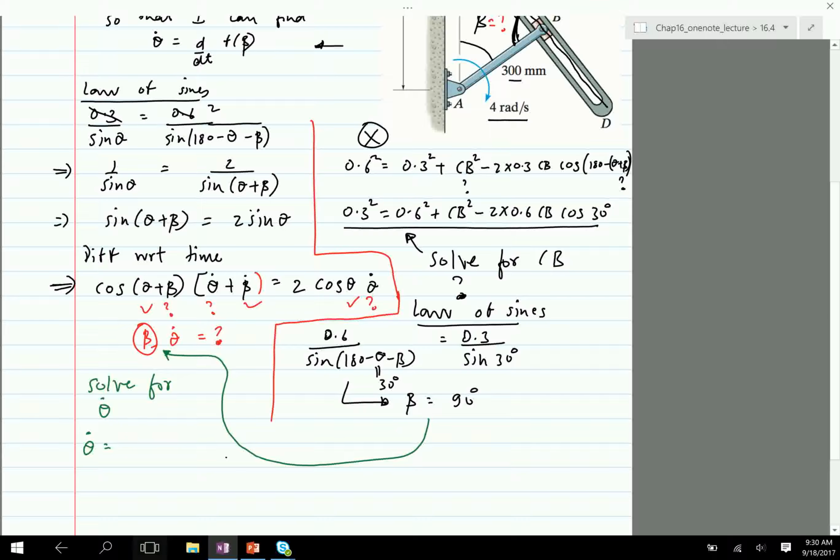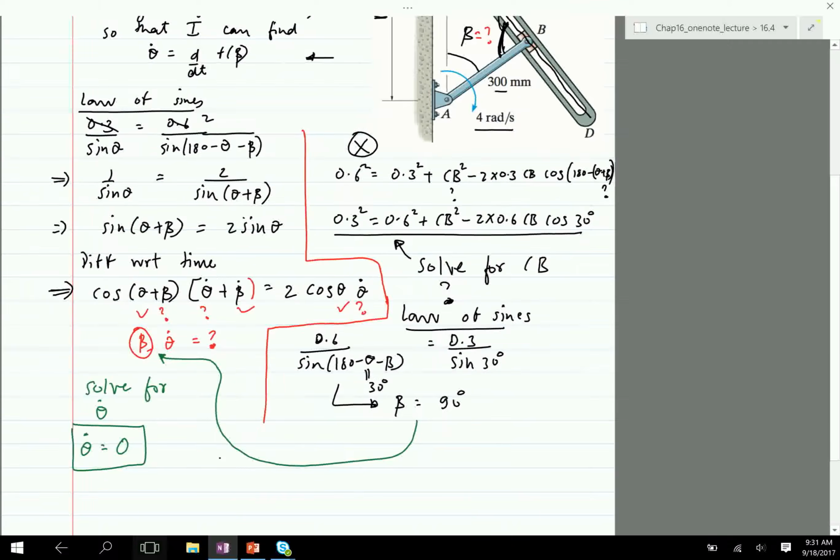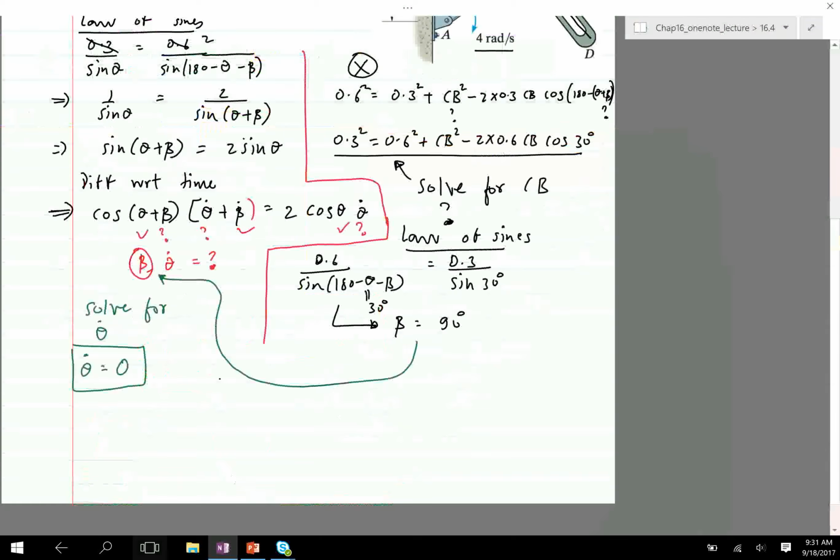Okay, the answer is, well, it's just 0. It's 0 for this particular instant. Doesn't mean it's 0 for every instant. This turns out to be a very special configuration where the angular rate is 0 and the angle beta is 90.